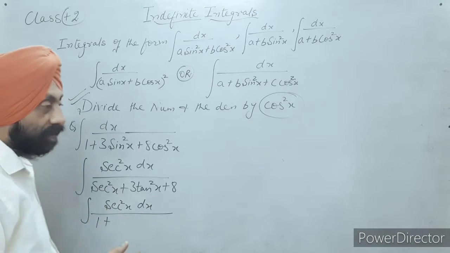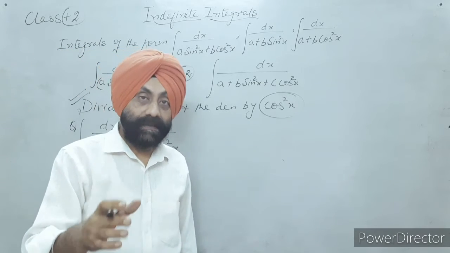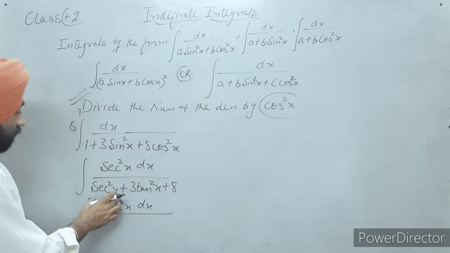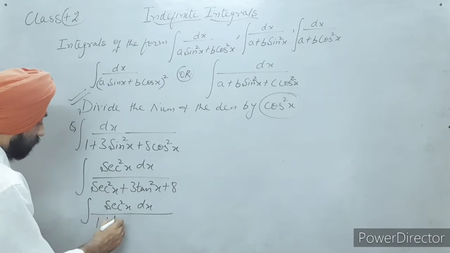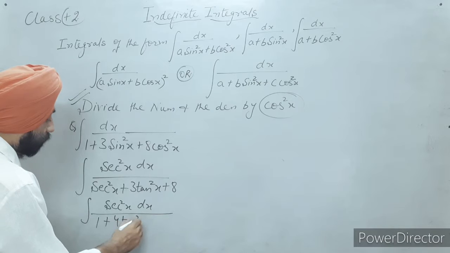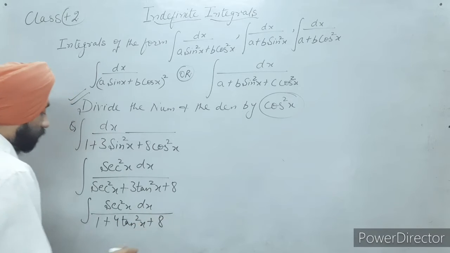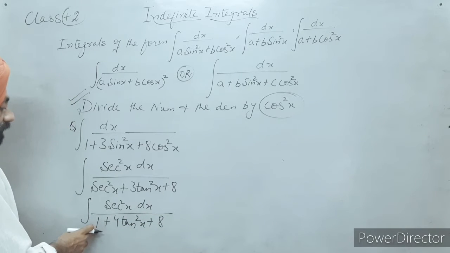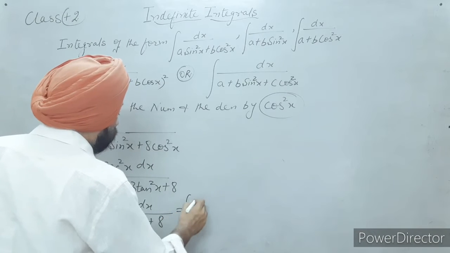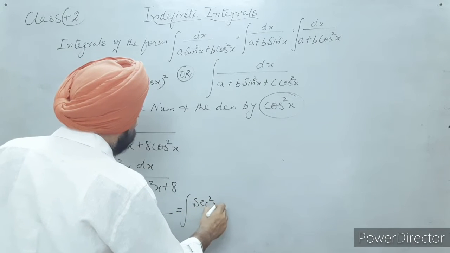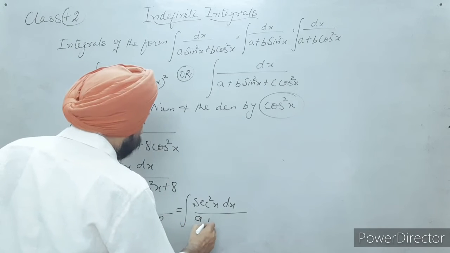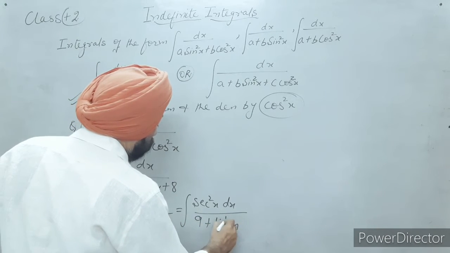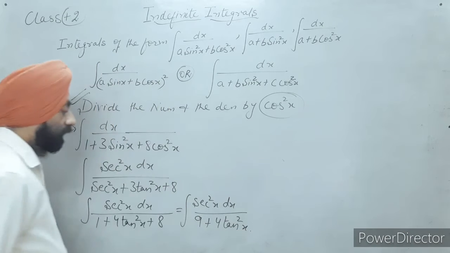I have the identity secant square x equals 1 plus tan square x. So right here, 1 plus tan square x, plus 3 tan square x is 4 tan square x, plus 8, which with the 1 is 9. So I get secant square x dx upon 9 plus 4 tan square x.